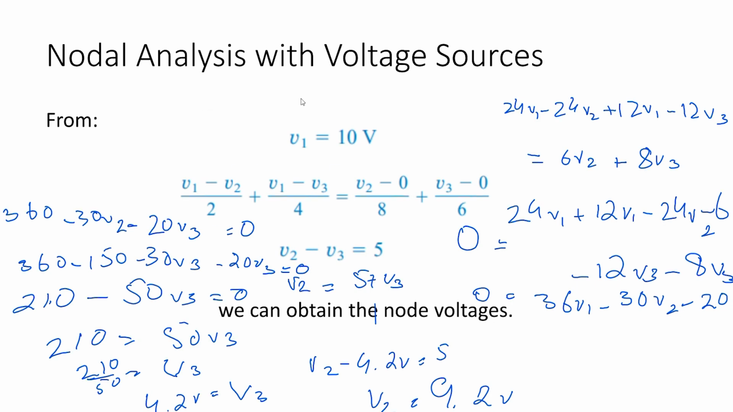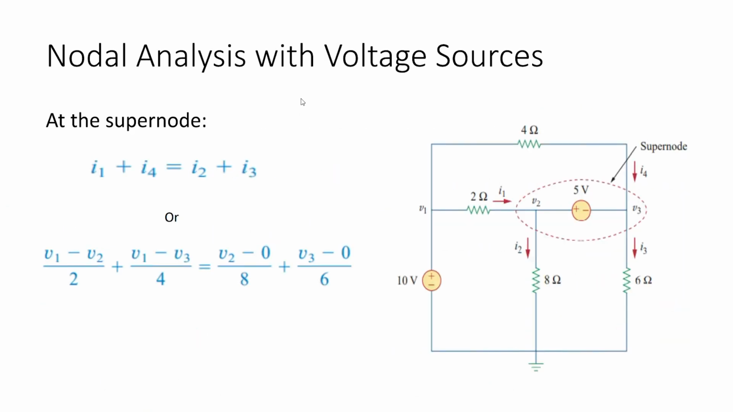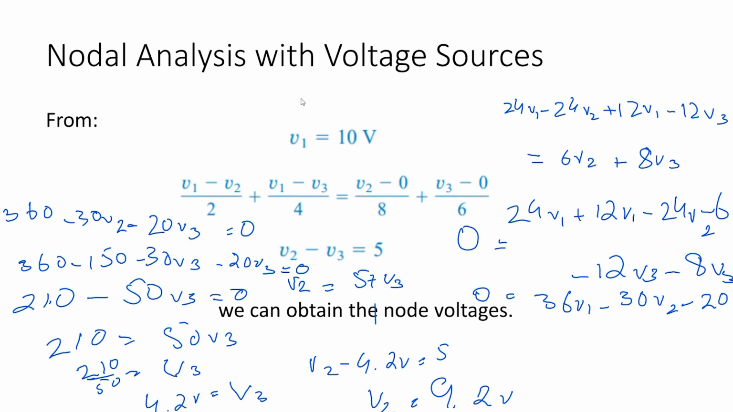Next, we knew that V1 was equal to 10 volts from here. Here you can see the first voltage source is 10 volts. Now just put the values in and calculate the answers, and we'll get V2 and V3 as well.